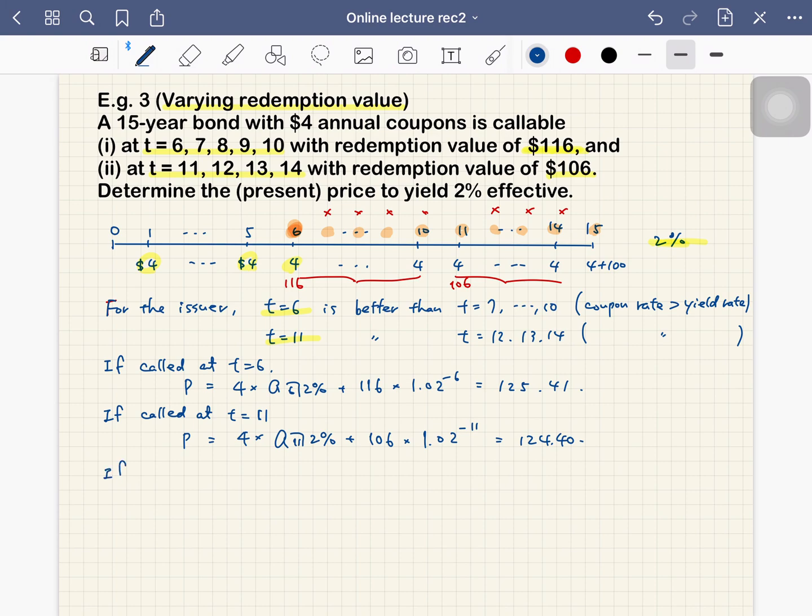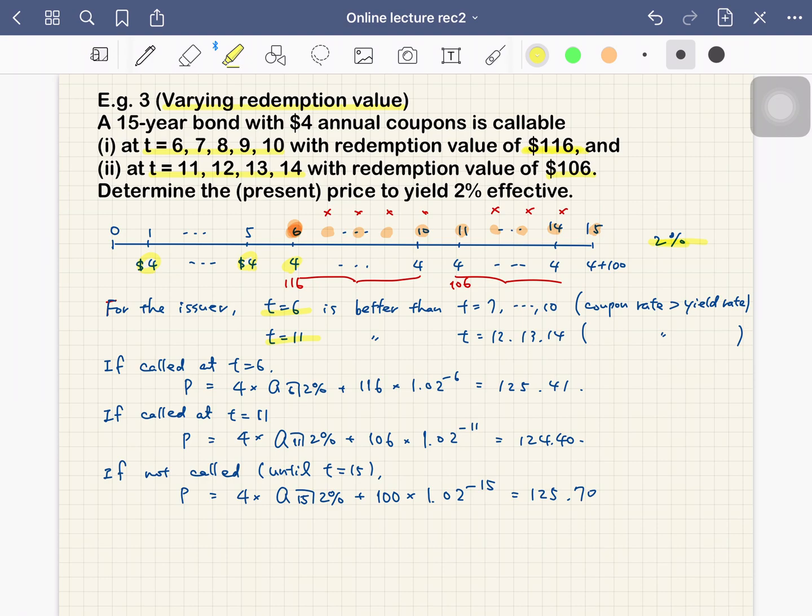And if it's not called until 15, then P = 4 times a angle 15 at 2% plus 100 times 1.02 to the power negative 15. So this becomes 125.70.